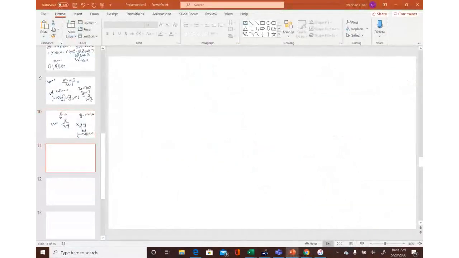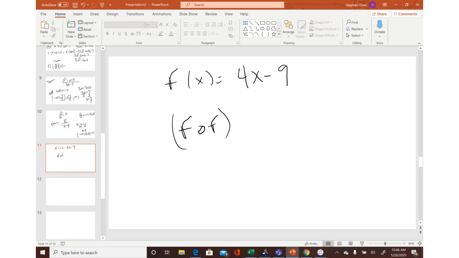Last question, for a chance to save her. Let's go. f of x equals 4x minus 9. Find f composed with f of negative 2.